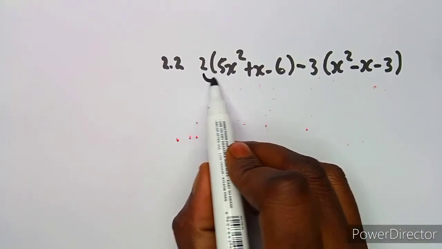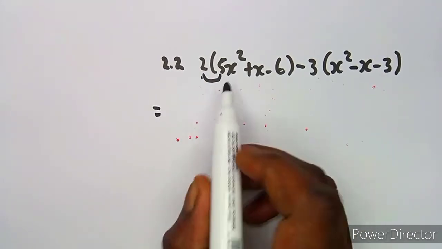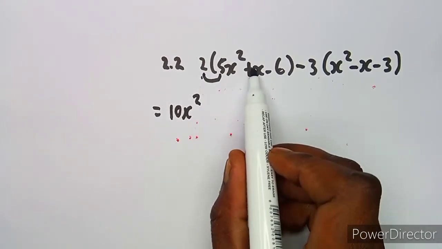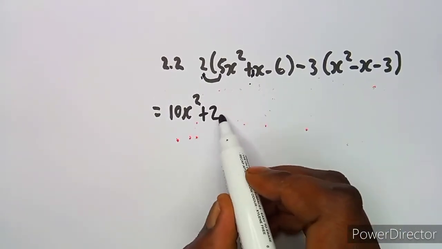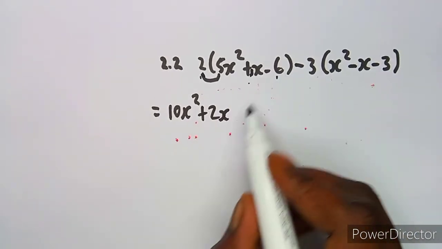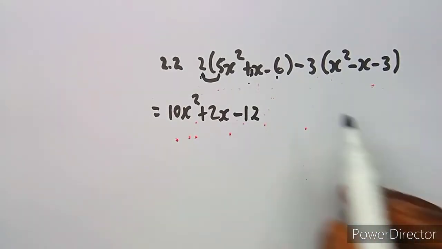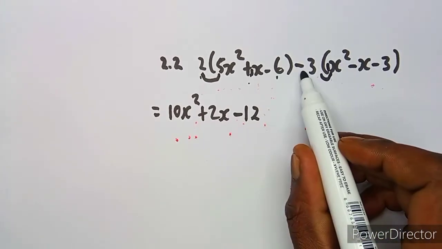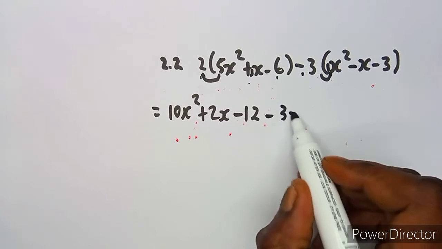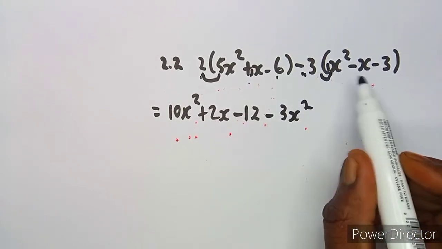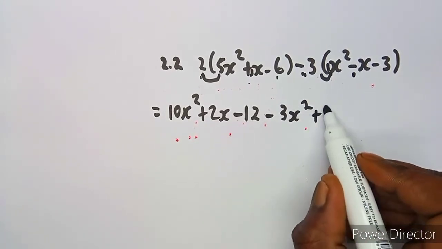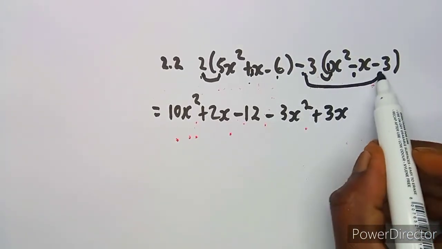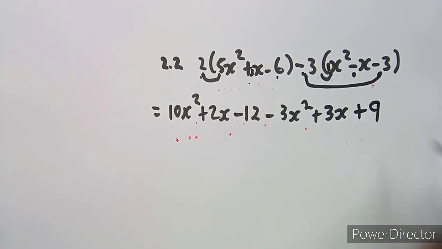Okay, so 2, you have to multiply 5. That's 2 times 5, which is 10x squared, 2 and x. Take note, this is 1x, so it's 2 times 1, which is 2x. 2 times minus 6, which is minus 12. Okay, this time it's minus 3, which is affecting this bracket. So as you can see, this is 1, so it's minus 3 and 1, which is minus 3x squared. Minus 3 and minus 1, that's going to be positive 3x, minus and minus the positive. Minus 3 and minus 3, which is going to give us plus 9.